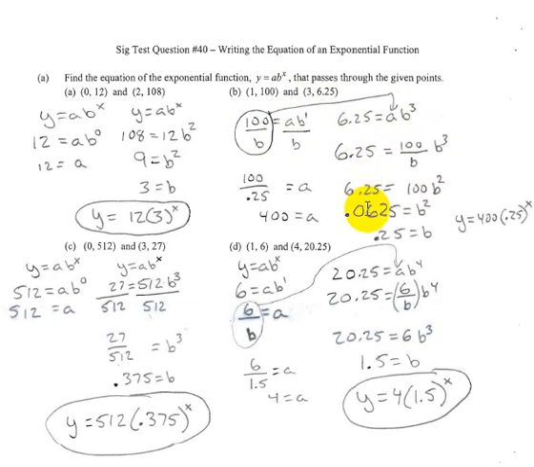Divide by 100 on each side. Raise it to the 1/2, and I get 0.25. Plug that back in for b, and I find my a value. Now I know a, I know b, I can write my equation.